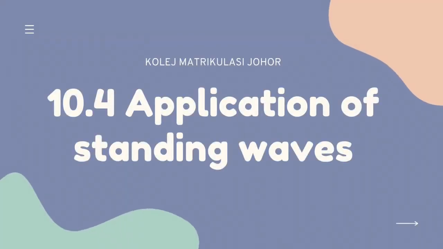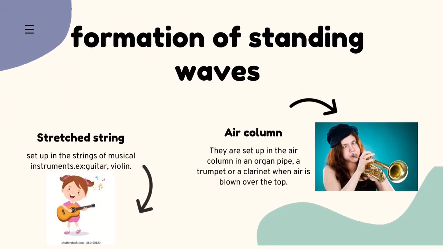In this video, we're going to learn about the application of standing waves: the formation of standing waves produced by a stretched string and an air column. For the stretched string, in general, standing waves are set up in the strings of musical instruments such as the guitar and violin when plucked, bowed, or struck. For the air column, they are set up in the air column in an organ pipe, a trumpet, or a clarinet when air is blown over the top.